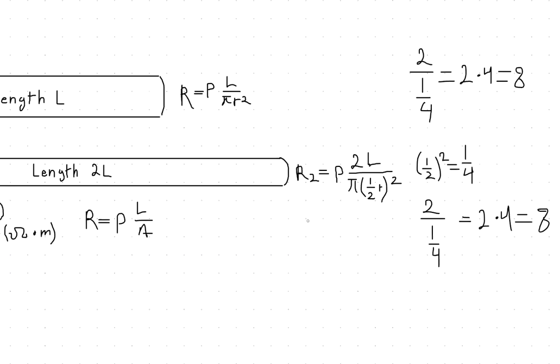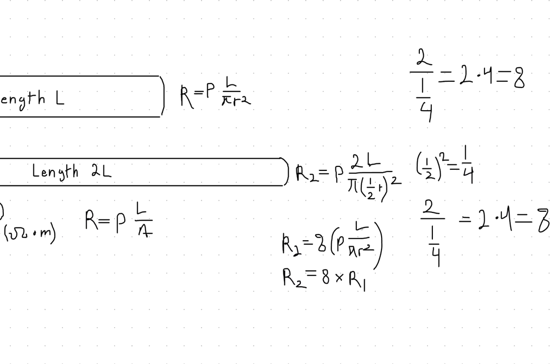So let's rewrite our thing. R2 equals 8 times the material times length over pi r squared. And basically we could just simplify this a bit because this part is basically the same as R. So R2 equals 8 times wire 1, basically.